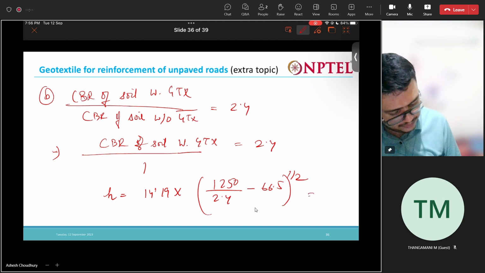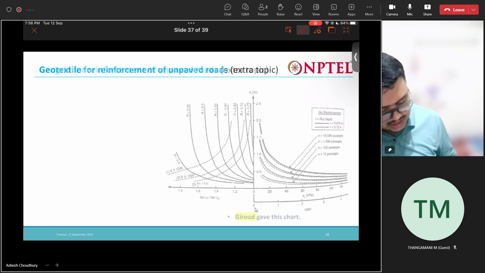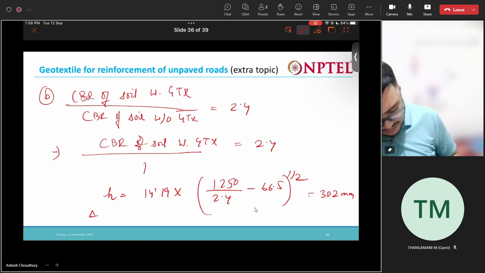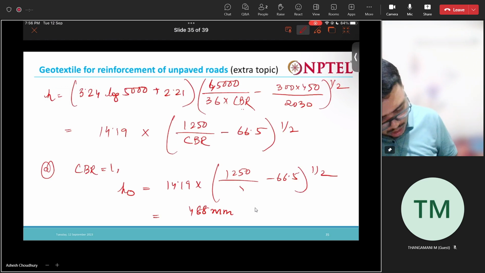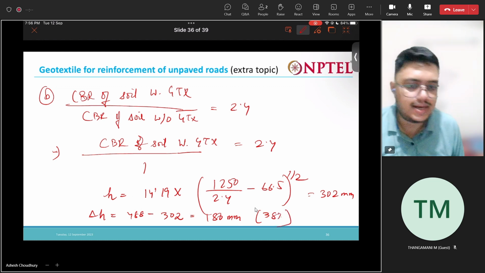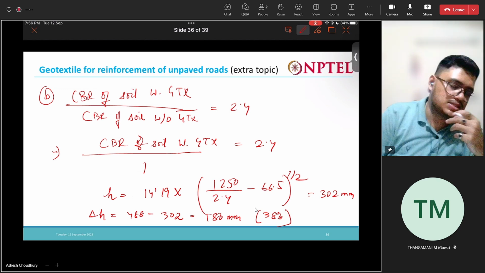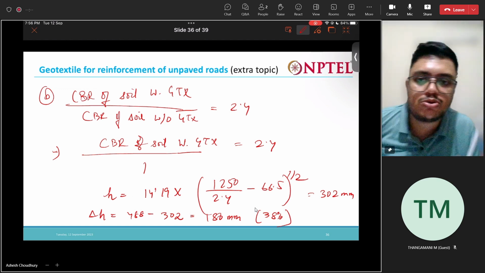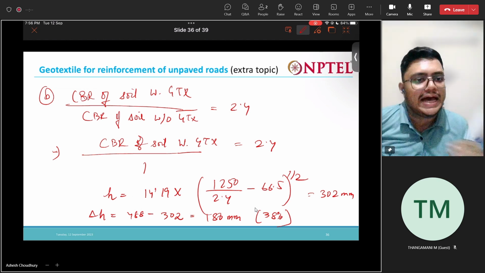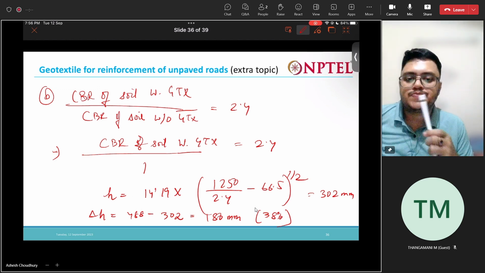(302 mm). So you can see how much the saving is. Saving is 488 minus 302. It's 186 mm, 38%. So 38% savings in thickness of this stone aggregate we are able to get just by using one layer of geotextile. Okay, all right.